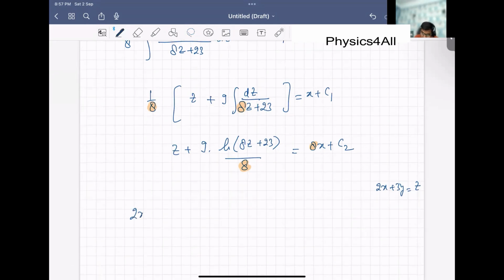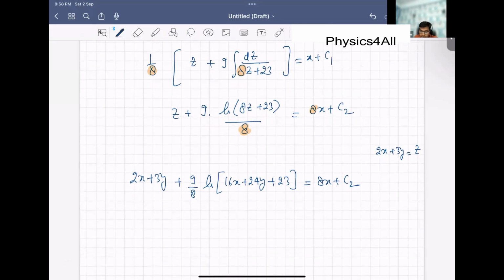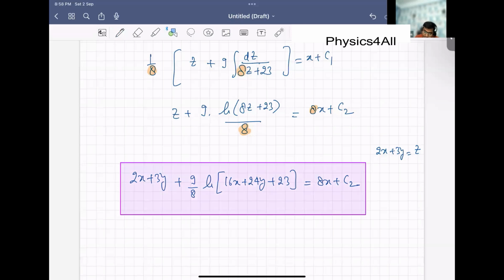z is 2x plus 3y, so 2x plus 3y plus 9 by 8 ln of 8z, that is 16x plus 24y plus 23, is equal to 8x plus c2. So that's the answer, right? That's the answer. So answer means we have to find out y in terms of x. What's the relation between y and x? That's the answer for us. That's the solution for us.